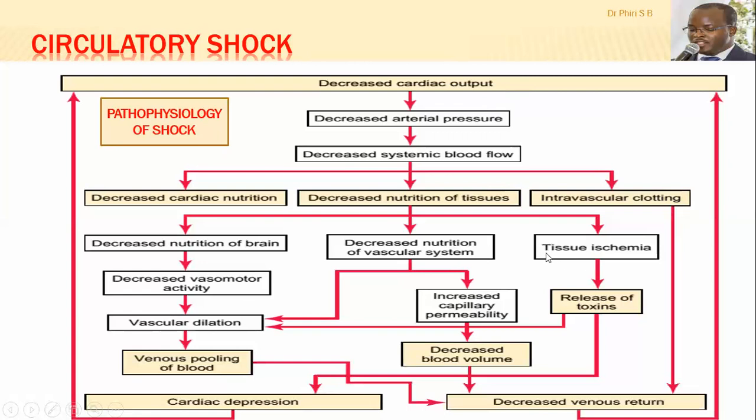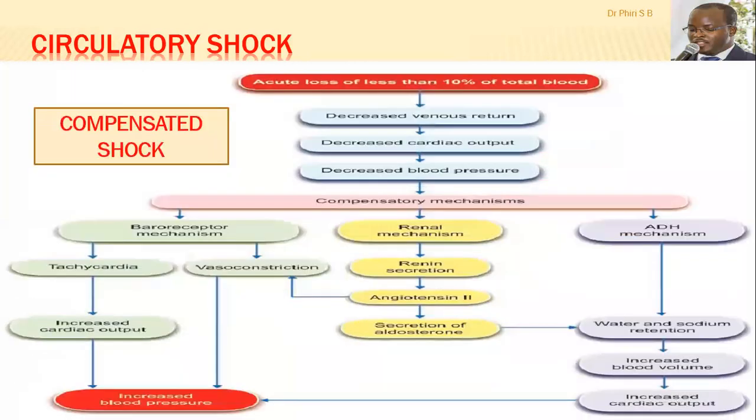Then you can have tissue ischemia, then the release of toxins, and these toxins will cause cardiac depression. Then the patient can actually die because the cardiac output will decrease even more as a result of these mechanisms. So before these things become severe, you need those regulatory mechanisms to come in to regulate the blood pressure. Or if it's moving to the progressive stage, intervention is needed. If you don't intervene, then it will move to the irreversible stage, where even if you do something, nothing will be done.